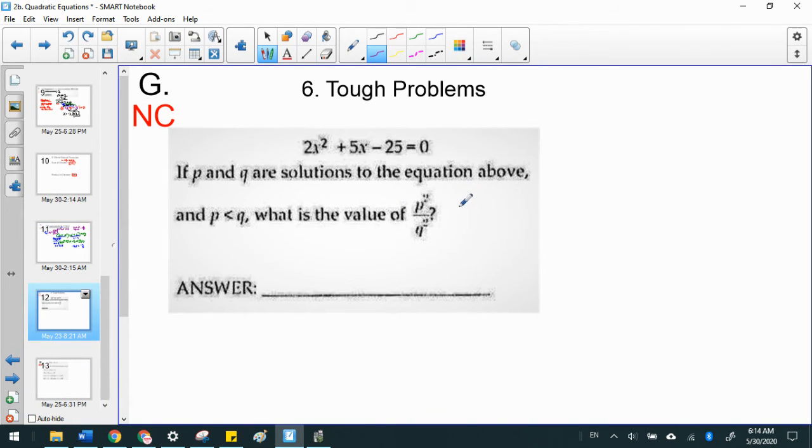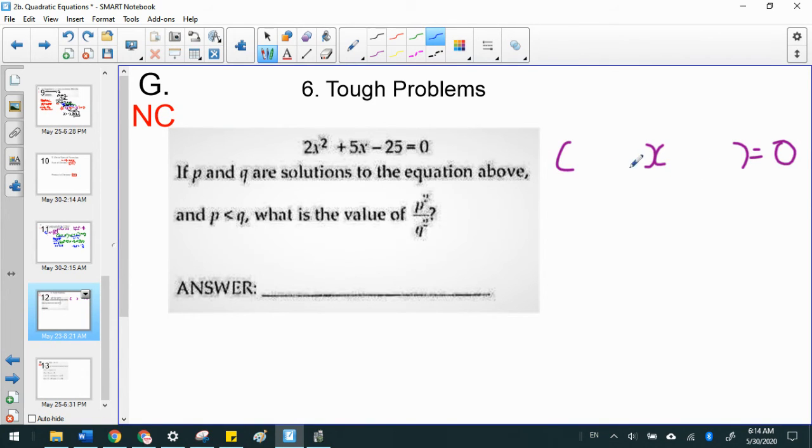First, we have 2x squared plus 5x minus 25 is equal to 0. If p and q are solutions to the equation above and p is less than q, what is the value of p squared over q squared? So first things first, let's break this down into pretty pieces. Quadratic formula will work, but it's going to take us 6 years to get it done.